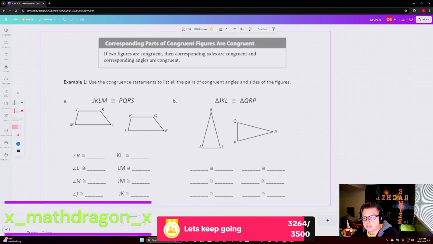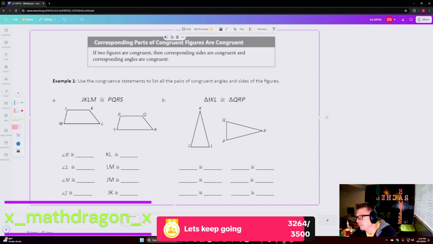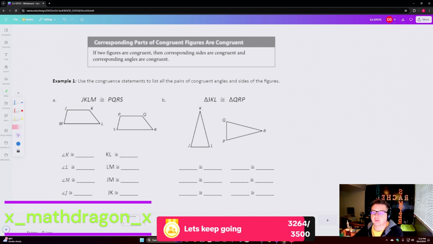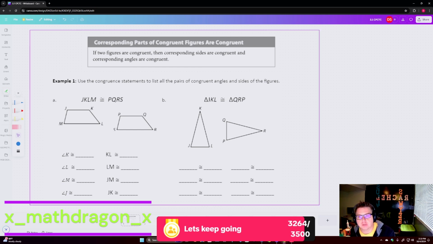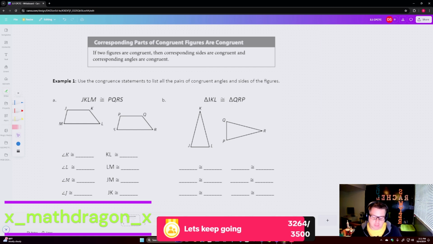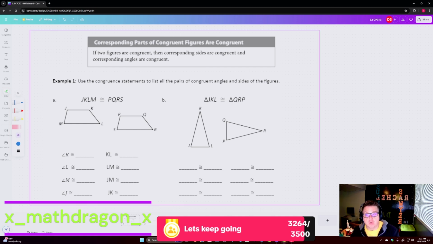So today we're going to talk about CPCFC. And if we ever did congruent triangles, that'll become very familiar for you. But CPCFC, well, CPCFC is corresponding parts of congruent figures are congruent. Usually it's triangles because that's where you start in geometry, but we're doing figures today.